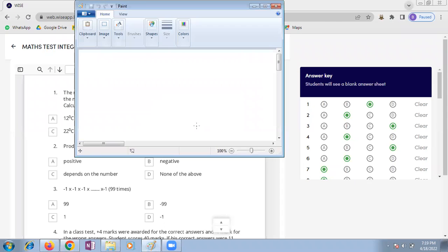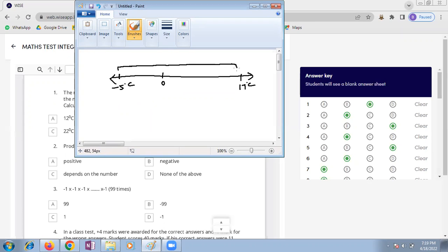Let me take the board. Children, I think you're able to see the whiteboard also, right? Yes, ma'am. If you take a number line, suppose the temperature at some place was minus 5 degrees and at the other place it was positive 17 degrees Celsius. What is the temperature difference between these two places? We get 22 degrees Celsius.